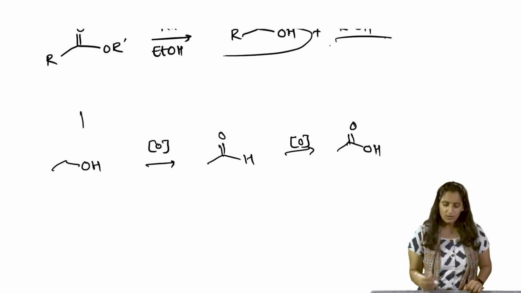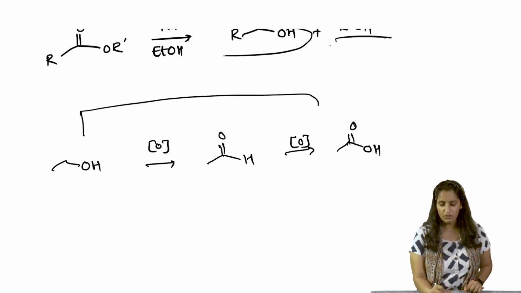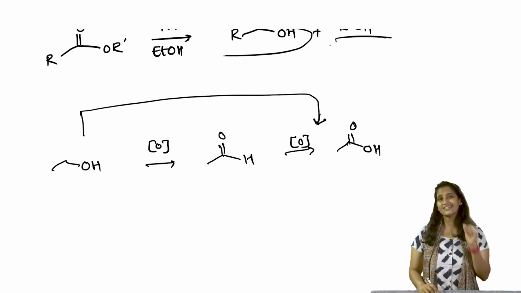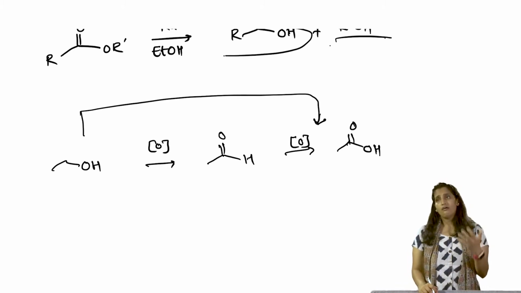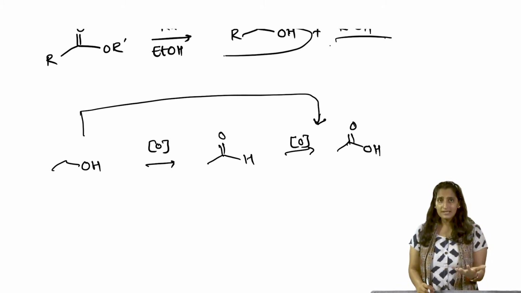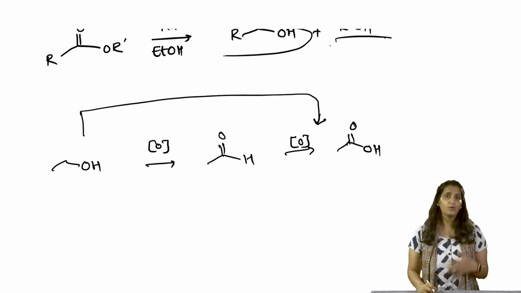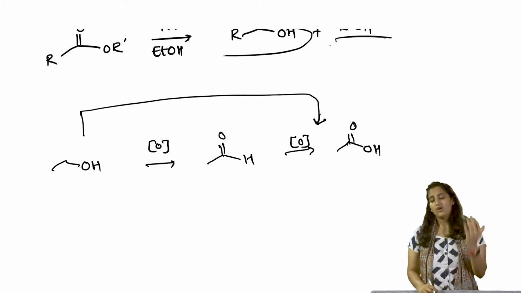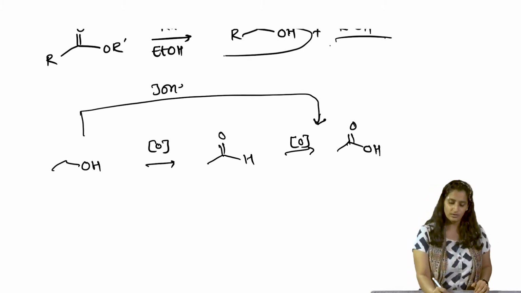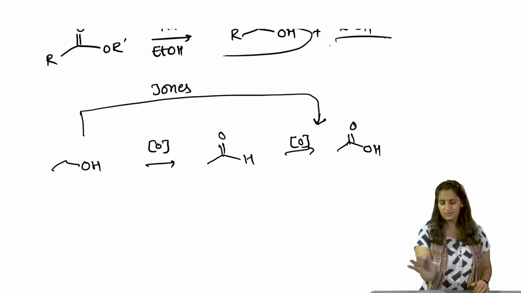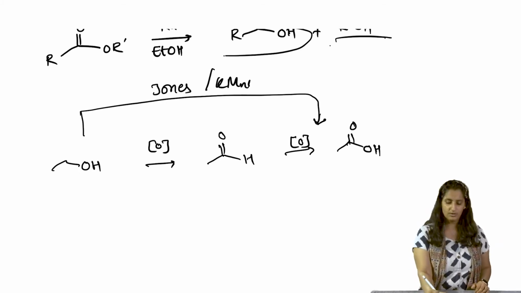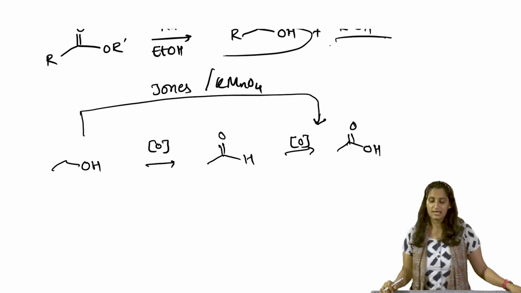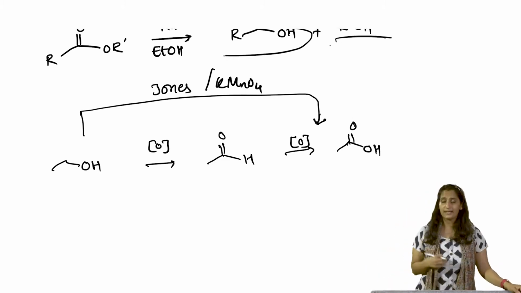We know that primary alcohols can go all the way to carboxylic acids if we use a very strong oxidizing agent like Jones reagent, or a manganese based reagent like KMnO4, or chromium 6. All of these, I am going to write Jones or KMnO4 here, go all the way to carboxylic acid. It is very difficult to stop at the aldehyde and form aldehyde in excess.